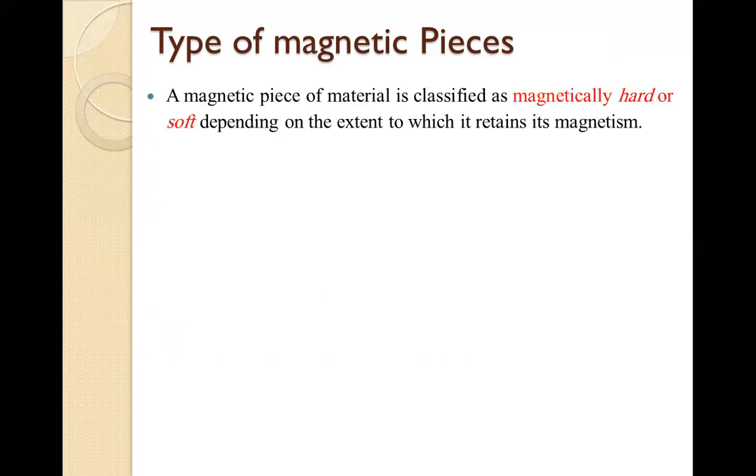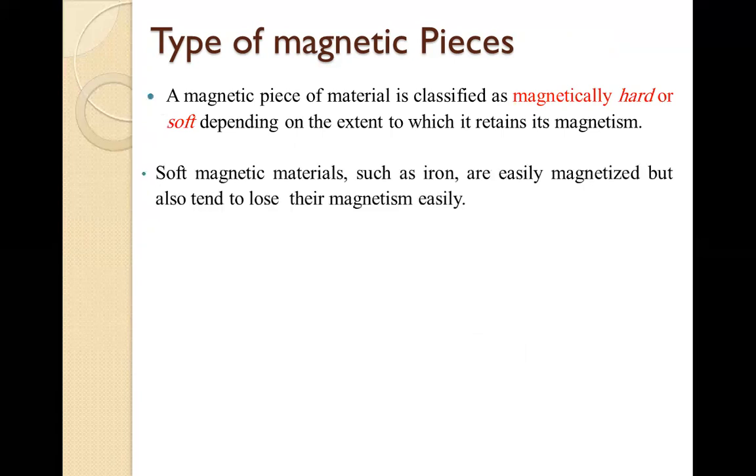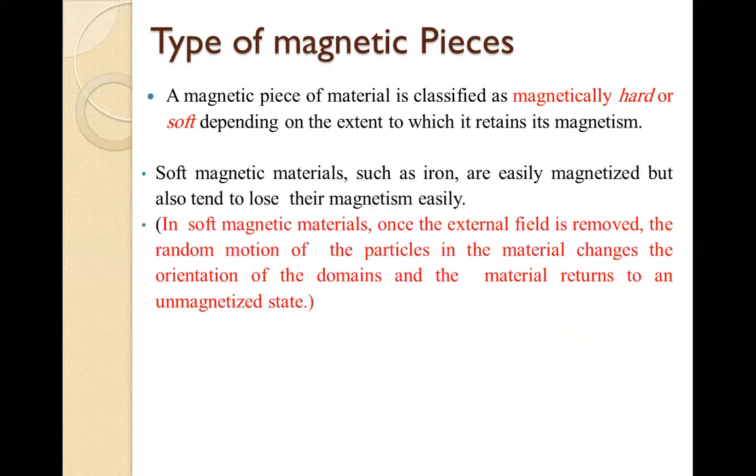The soft magnetic materials such as iron, as we said before in the previous slide, can lose their magnetism easily by hammering or cooling or heating. That's why we call them soft magnetic materials. So, due to the random motion of the particles in the material, they change the orientation of the domains back and it's going to be in a non-magnetized state again.